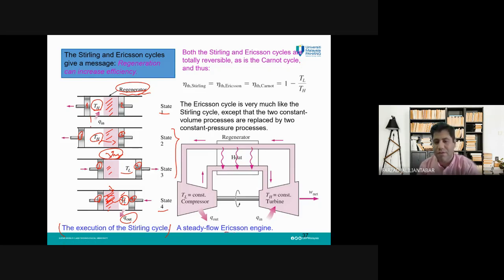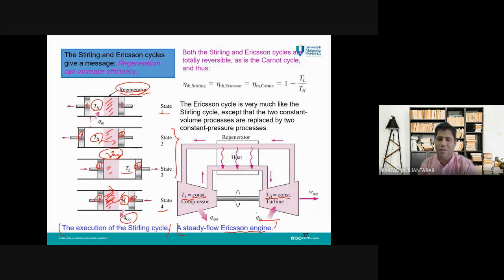How about the Ericsson engine? You can see here a steady flow Ericsson engine. In the Ericsson engine, we have a compressor turbine arrangement. You can see here we have a compressor. Its temperature is TL, the lower temperature. It is constant during this heat rejection process. And we have a turbine, where the working fluid temperature is TH, the maximum temperature, and we have heat addition for the turbine.